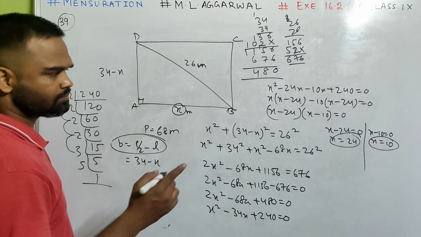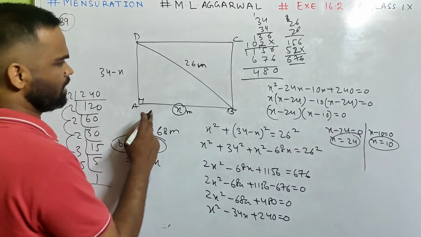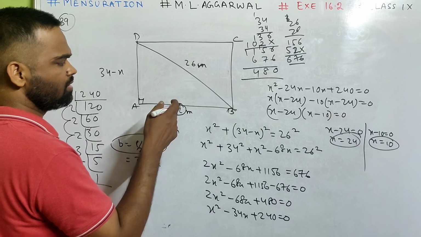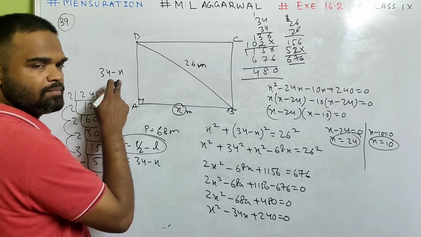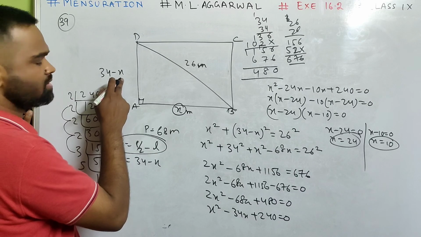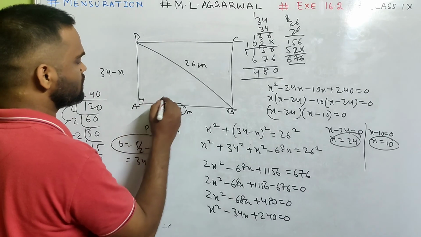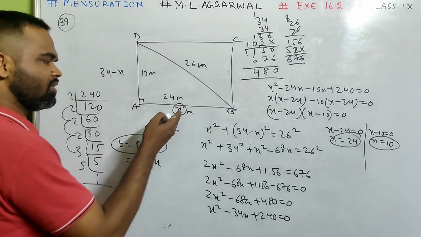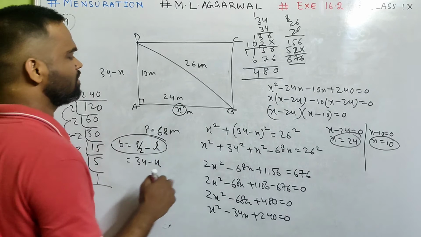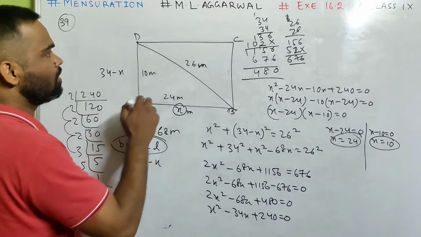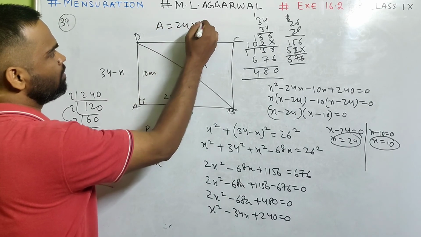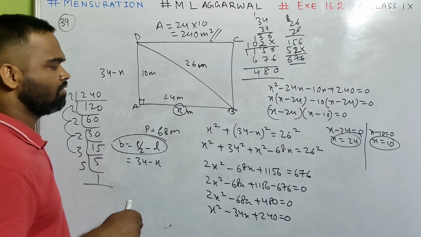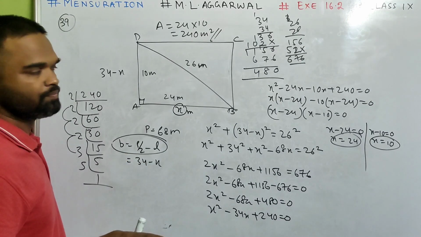So x is 24 or 10. If I've taken x as the length, which is greater than the breadth, so this will be 24 and this will be 10, because 34 minus 24 is 10. So this is 24 meter, this is 10 meter. Yes or no? Even if you take x as 10, it will be same thing, okay? Then this will become 10, this will become 24. Now area is what? Length into breadth, which is 240 meters square.